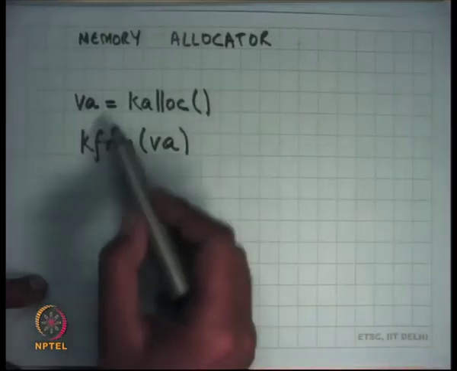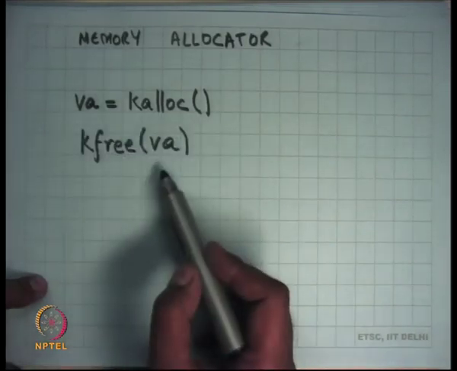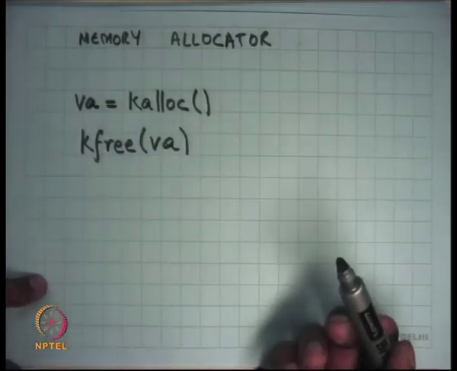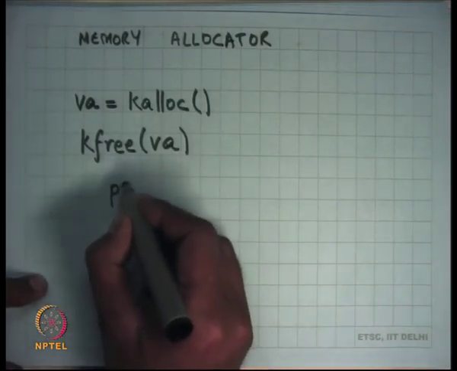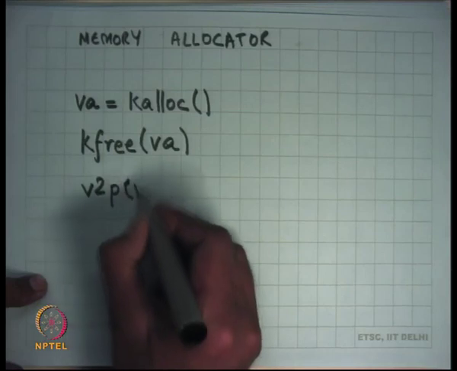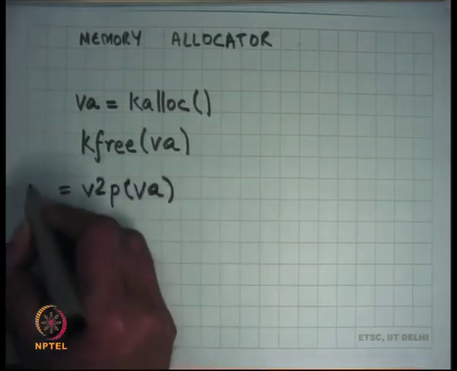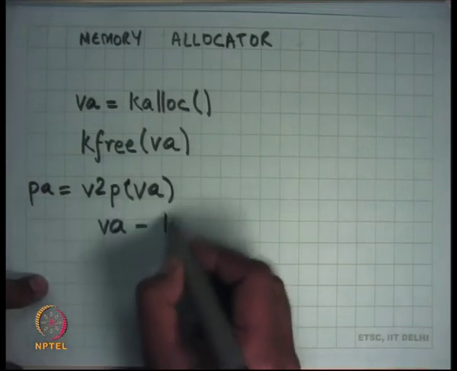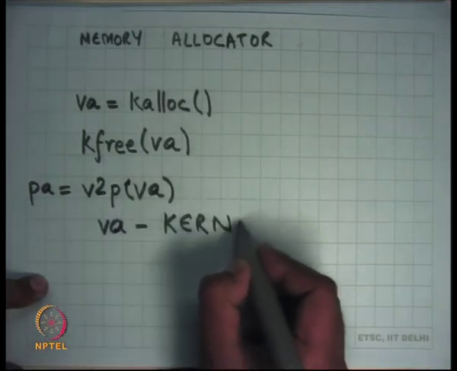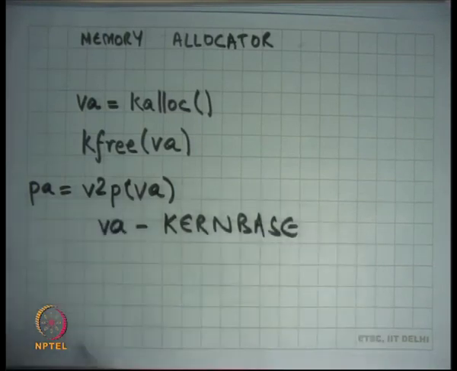Okay. So these functions always give you virtual addresses, and if you ever wanted to convert them to a physical address, all you need to do is say V2P of VA, which is going to give you the physical address. And V2P is nothing but VA minus kern base, right? That's the nice thing about the organization that we have. It just follows on from that.